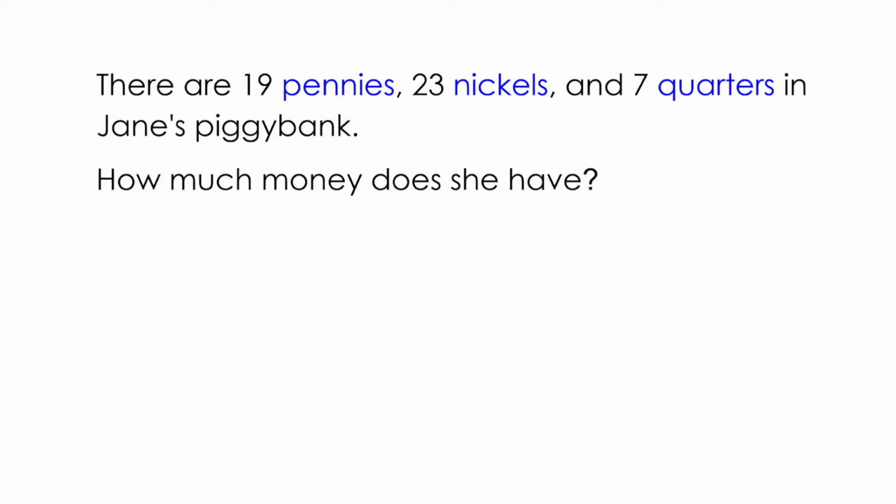There are 19 pennies. Who remembers pennies, huh? 25 nickels and 7 quarters in Jane's piggy bank. How much money does she have? Well, pennies are 1 cent, or they're written like this. Okay, because you need 100 pennies to make $1. Okay, nickels are 5 cents, or they're written like this. Quarters are 25 cents, or they're written like this.